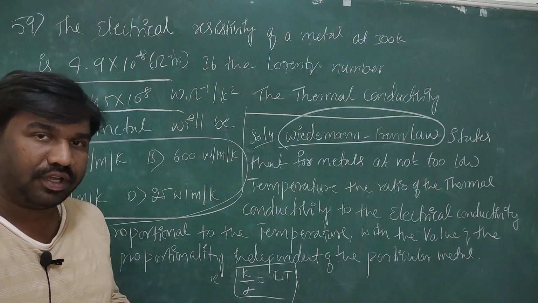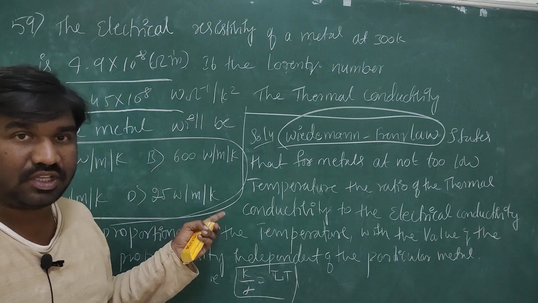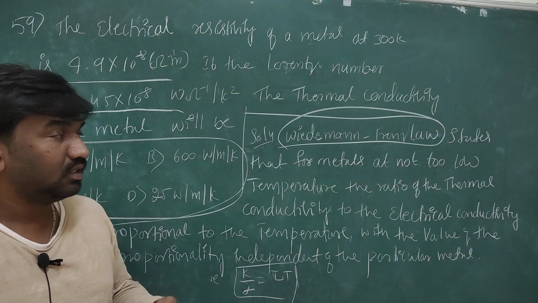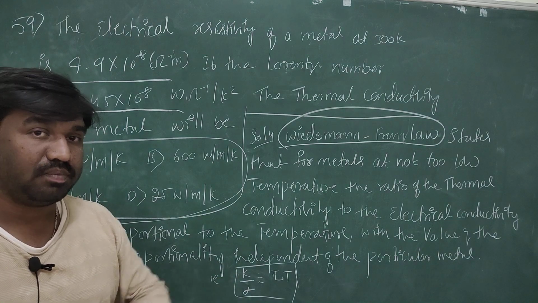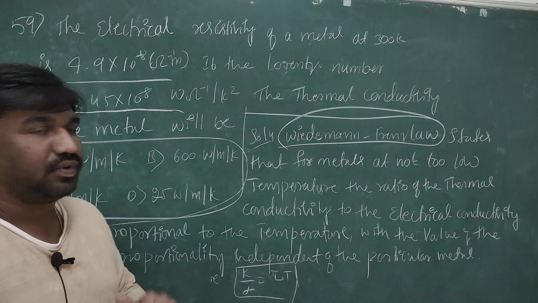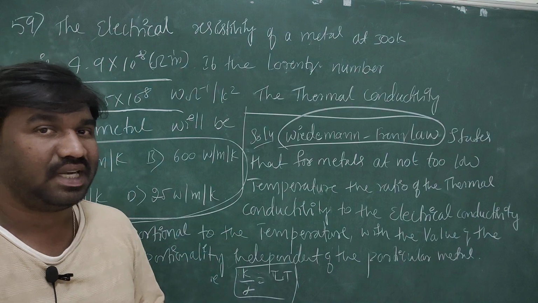Okay. Hall effect, Wiedemann Franz law, and that previous one we solved, the specific heat of a metal. That question is also from the free electron theory of metal. So, this chapter is very important. This concept also comes under that free electron theory of metal.